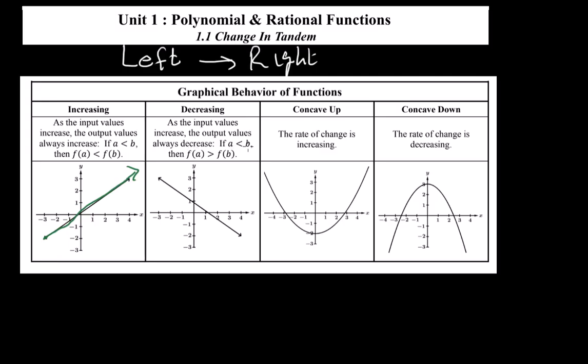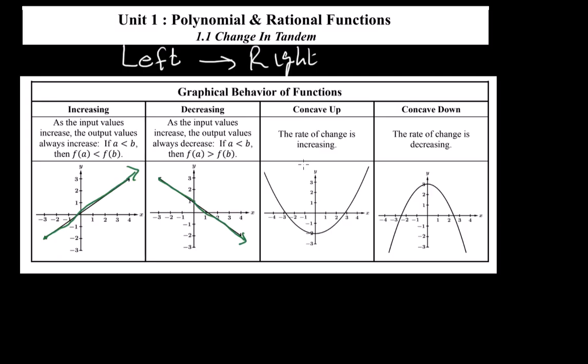In the increasing case, the output always increases, but in the decreasing case, the output always decreases. Which means if a is less than b, then f of a will be greater than f of b. So how do I know it? By tracing it, always from left to right. You can see the graph is going downward, which indicates that from left to right, I'm decreasing.